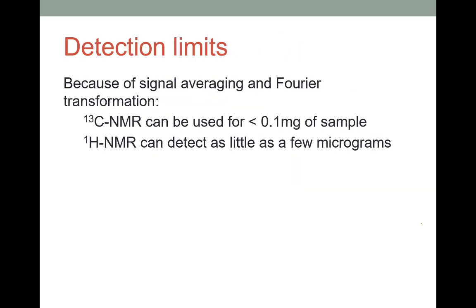Detection limit is quite low for NMR because of both of those technologies. We're talking about microgram level, 100 micrograms typically or less for carbon NMR, a couple of micrograms necessary for proton NMR. So we can get very high precision when we measure these things, with very low sample sizes. Now, how do we use it? All right, enough of the technical. How do we use it?